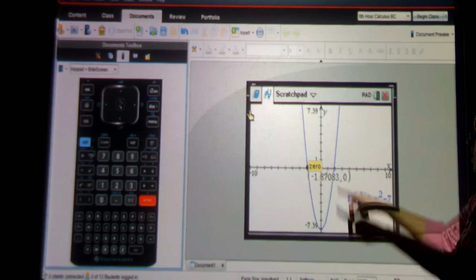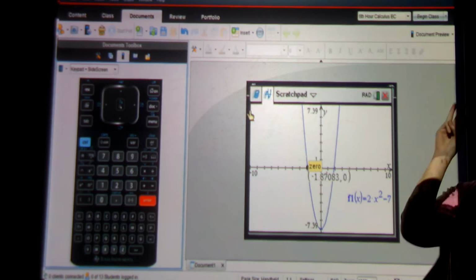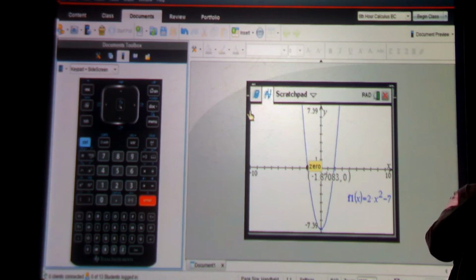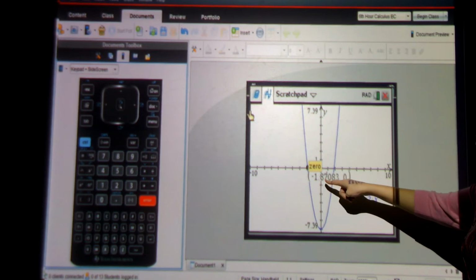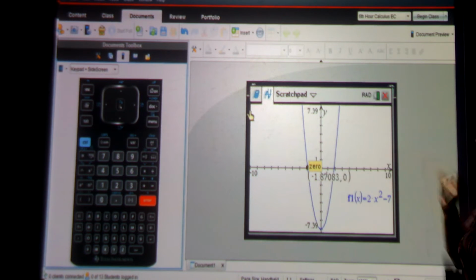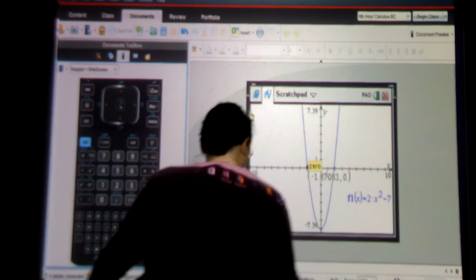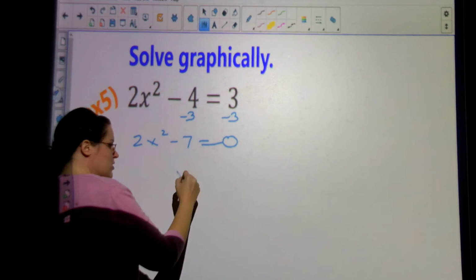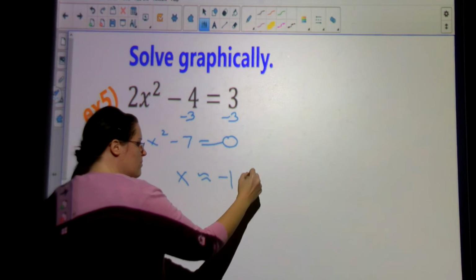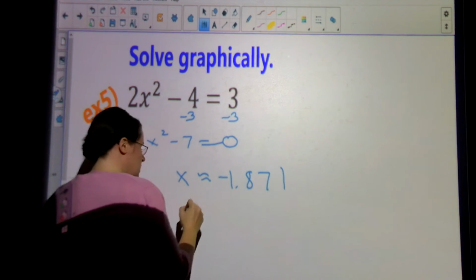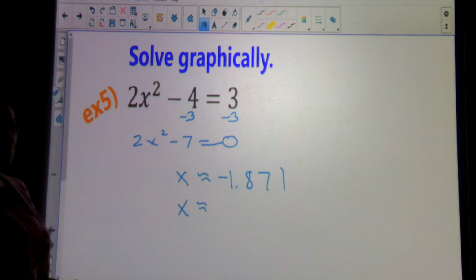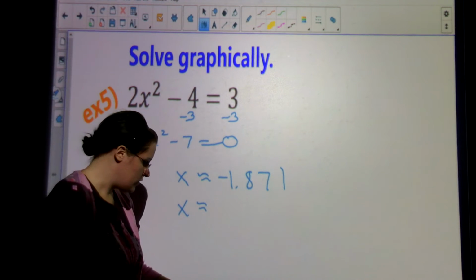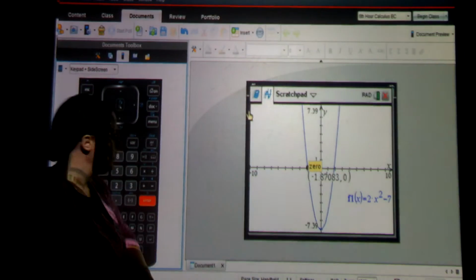So everyone listen to me: 3 decimal places minimum. So it'd be negative 1.871 when I round. Let's write that down. I'm going to put x is approximately negative 1.871. Approximately because we rounded. It's not an exact answer. So now let's go back and find the other one.